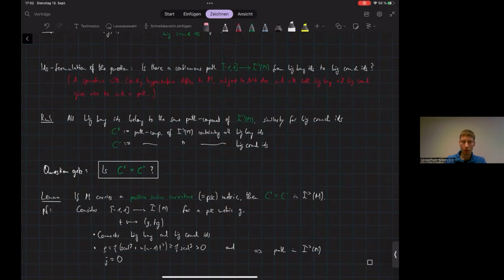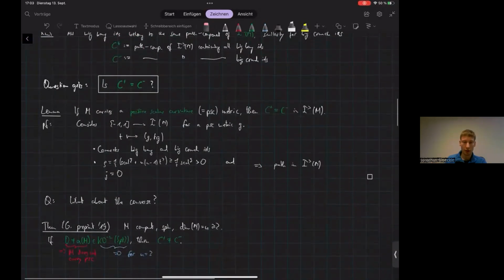But what we can do is, sometimes there is a reason why there is no positive scalar curvature. Sometimes there's an obstruction to positive scalar curvature. And what I'm going to do is, I will show that when we have such an obstruction to positive scalar curvature, then these components here will actually be different.